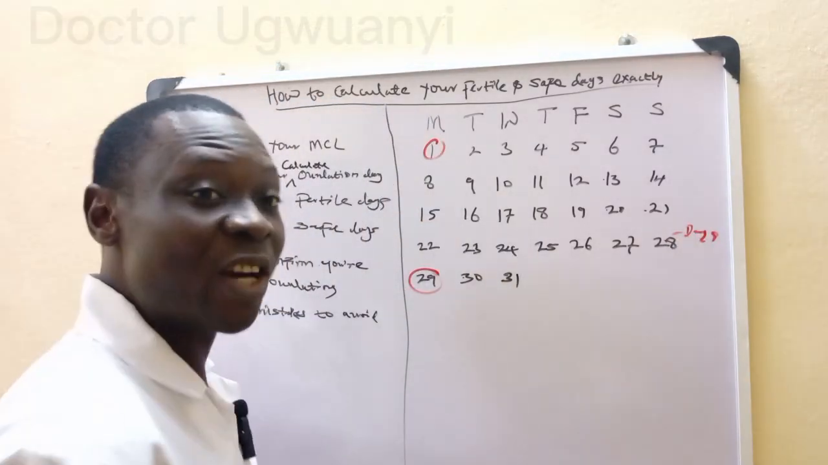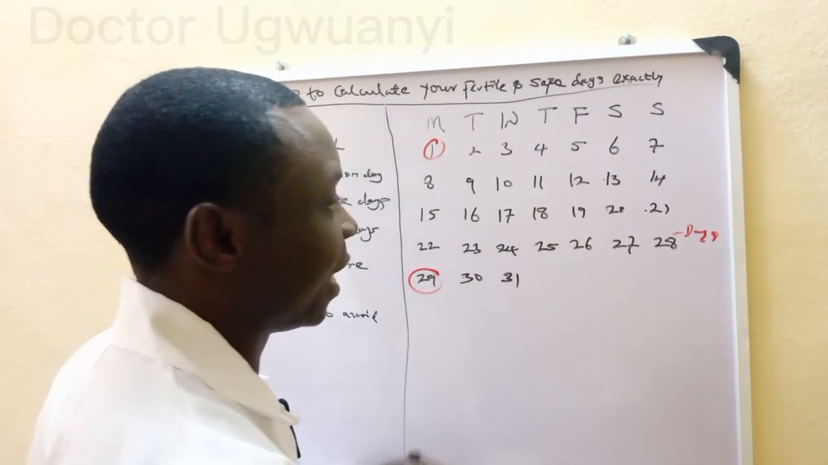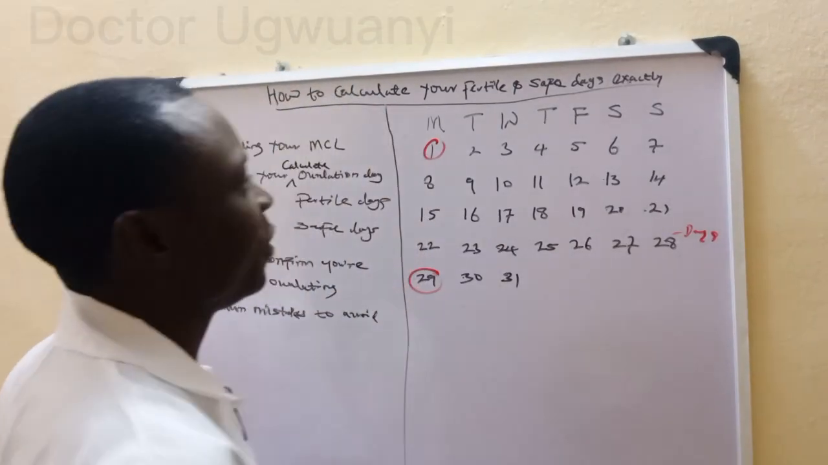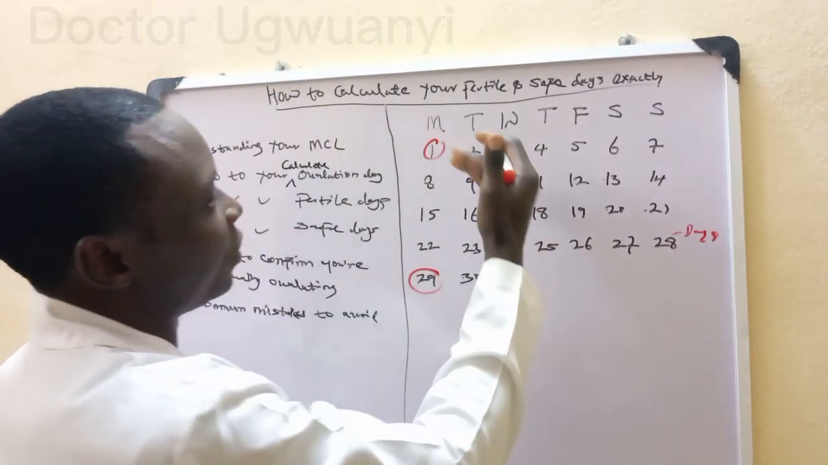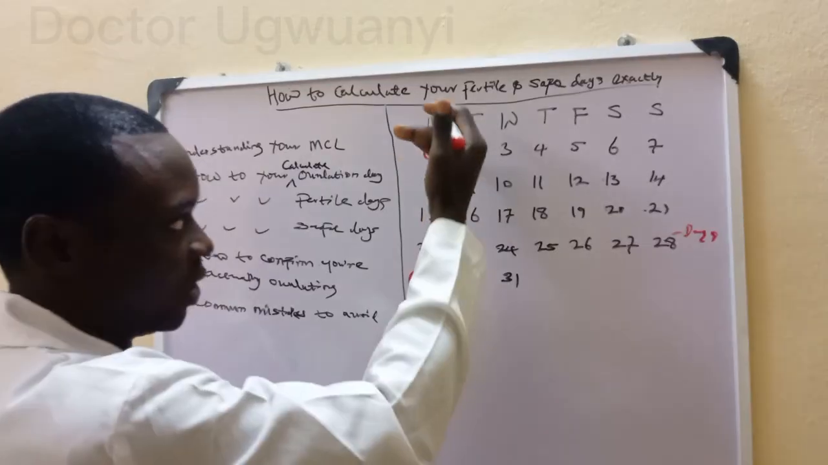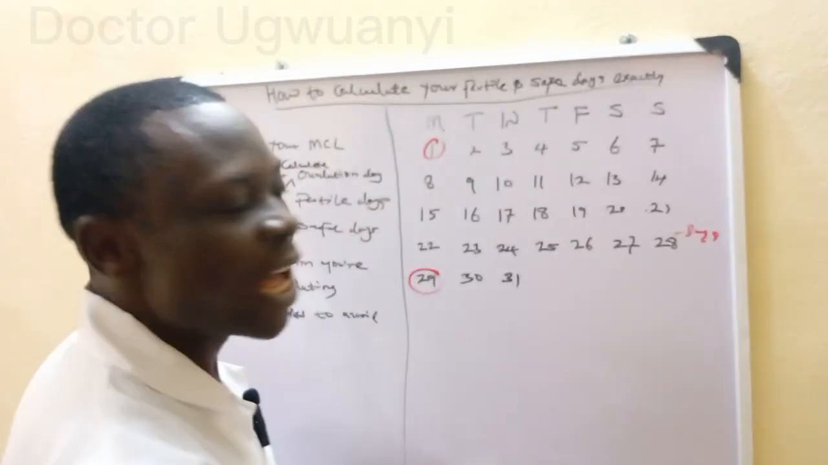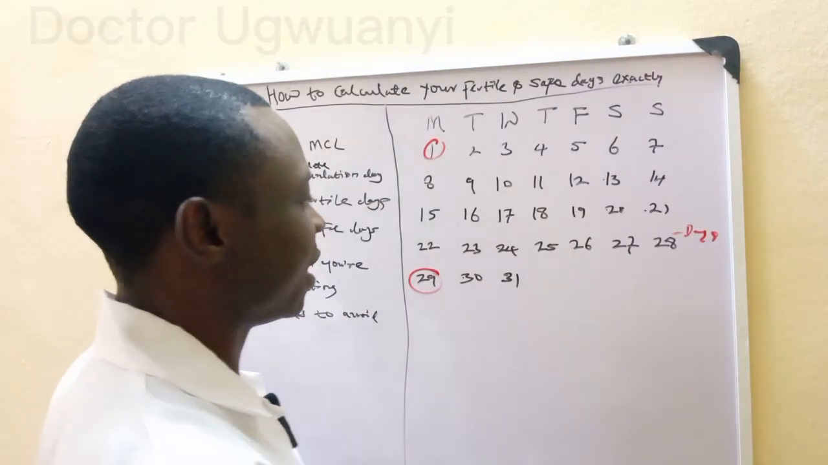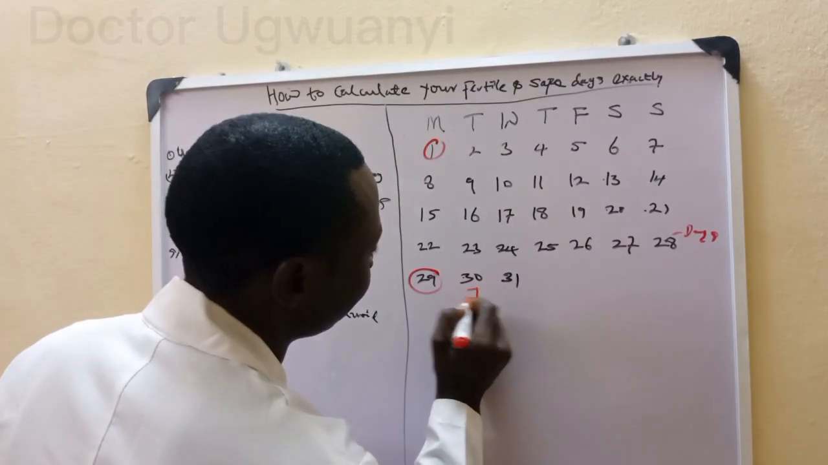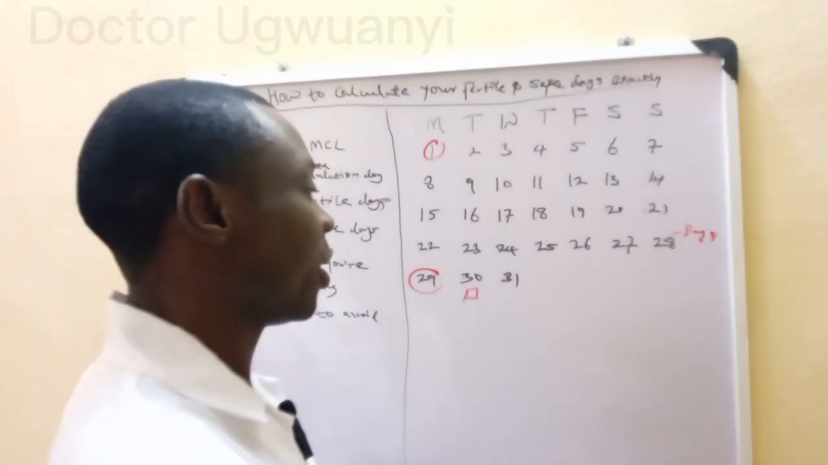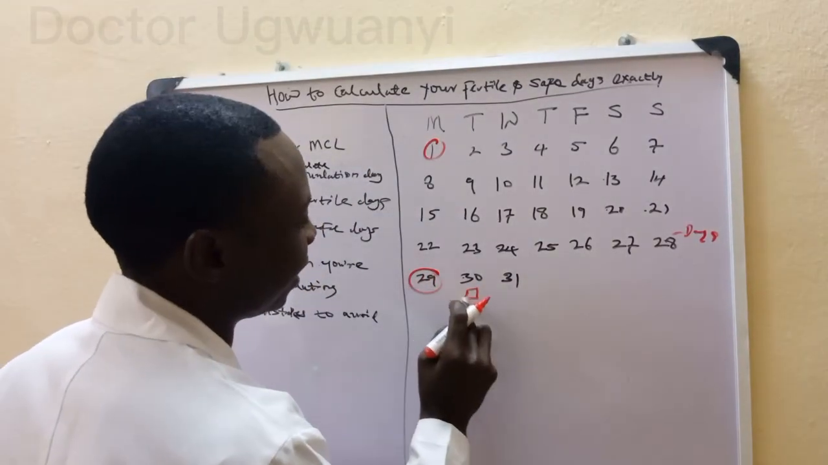So your menstrual cycle length here is what? 28 days. But if you started seeing it, let's still use the first, and the next time you are going to see it again is on the 30th, it means your menstrual cycle length is 29 days.